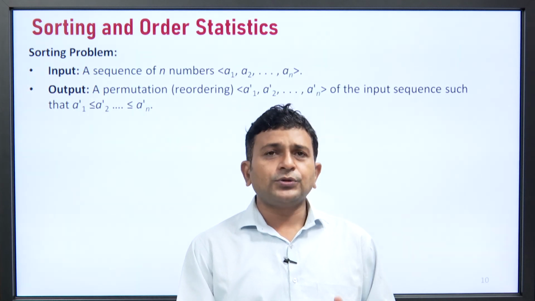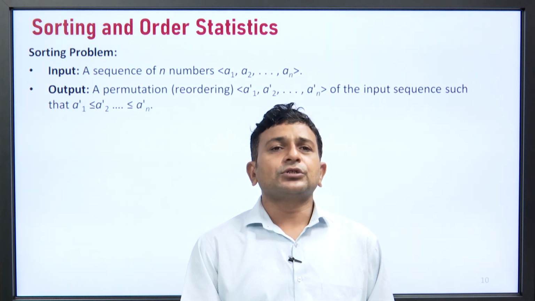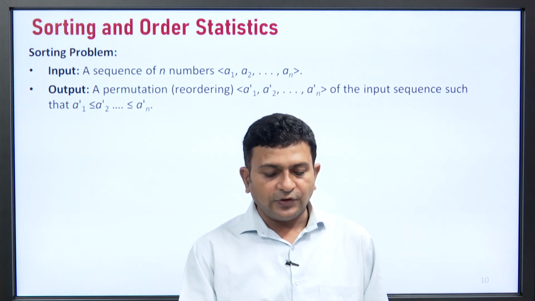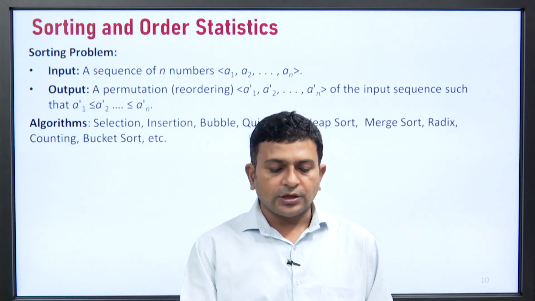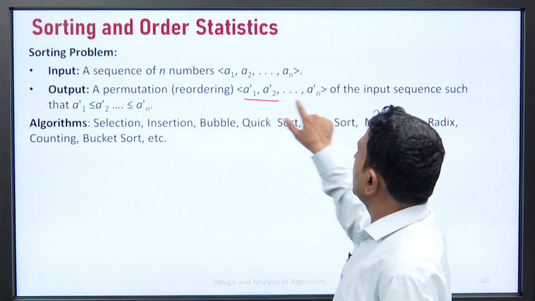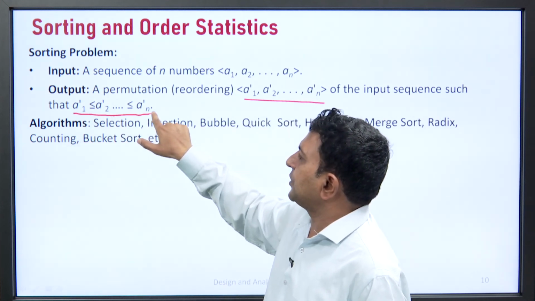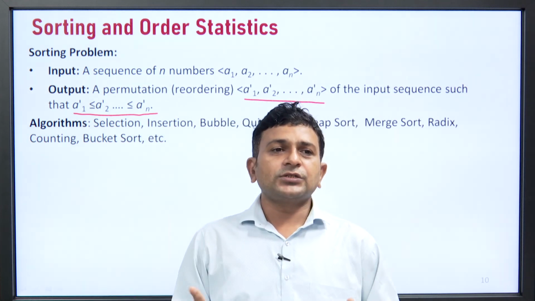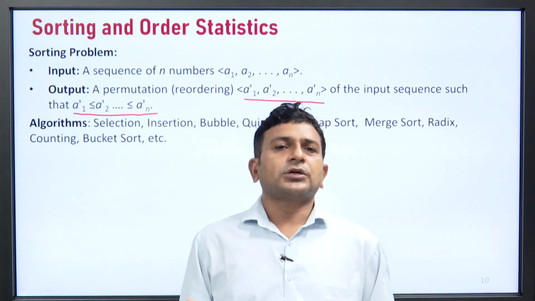Now we are going to discuss order statistics and sorting. So, sorting, we already know, is to arrange the numbers either in increasing order or decreasing order. So, we are given a set of n numbers a1, a2, a3, an. We need to reorder it, we need to sort it in such a way that the sequence comes as a1 dash, a2 dash, a3 dash, and the constraint is that a1 dash must be less than or equal to a2 dash, must be less than or equal to a3 dash, must be less than or equal to dot dot dot an dash. So, basically this is what sorting is.